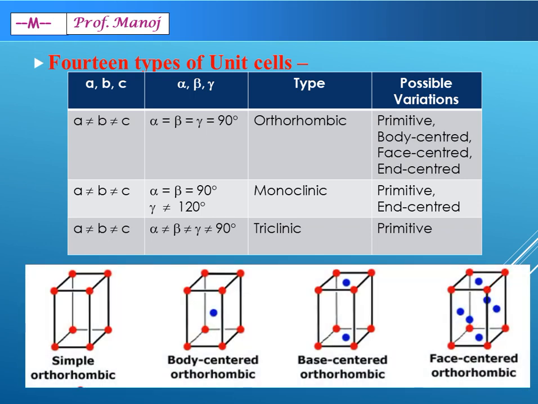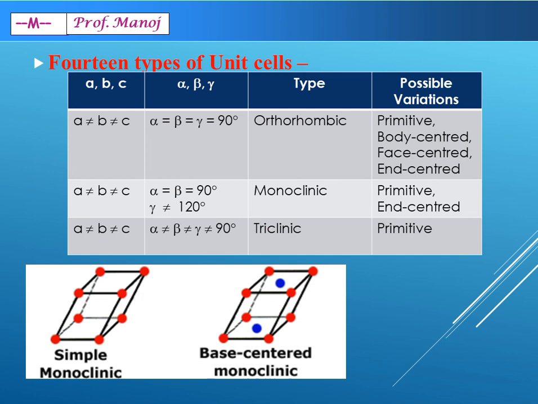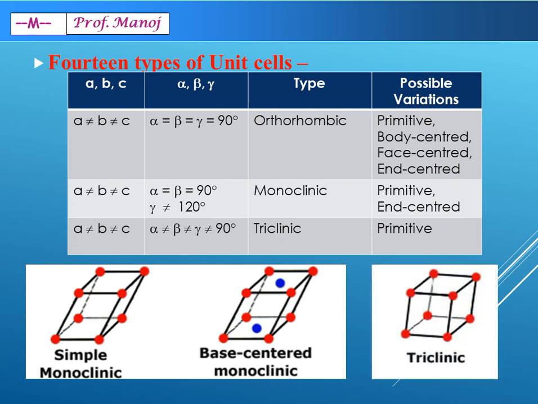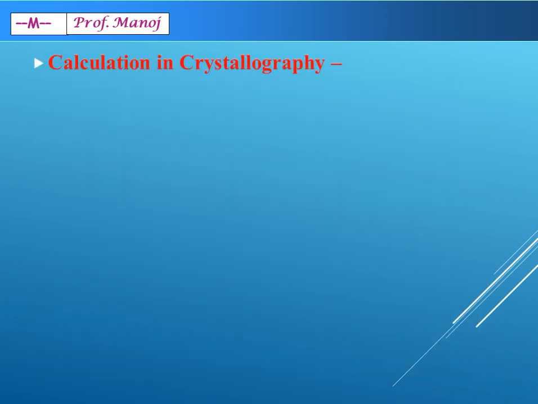Let us see the diagrams of these. This is a diagram of all four types of orthorhombic. You can see clearly primitive, body centered, end centered, and face centered. Let us see what is monoclinic. In monoclinic, we have only two types, primitive and end centered. The last type is triclinic, where only primitive is possible. None of the angles are 90 degrees, none of the edges are equal. These are the 14 different types of unit cells.